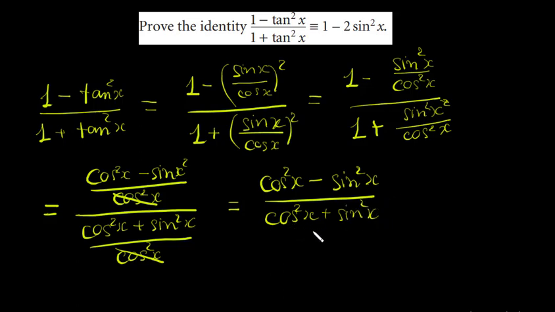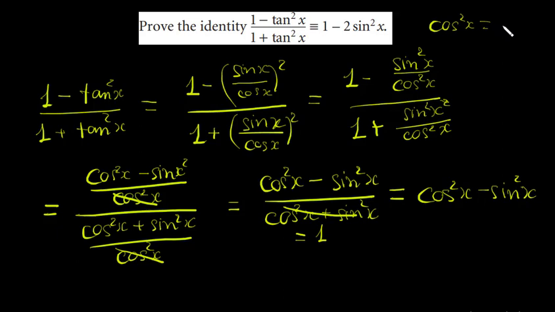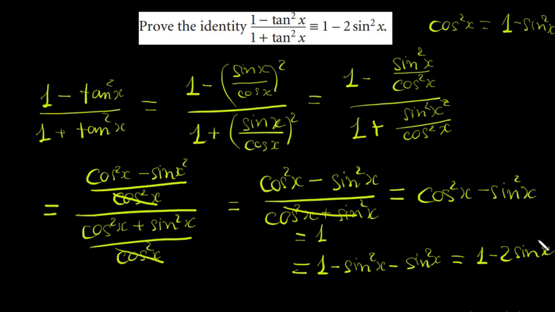Now I know that the denominator equals 1, so we don't need to use it anymore, which leaves cos squared x minus sine squared x. I also know that cos squared x equals 1 minus sine squared x. So I will substitute 1 minus sine squared x, minus sine squared x, which equals 1 minus 2 sine squared x. So here is my identity. The problem is solved.